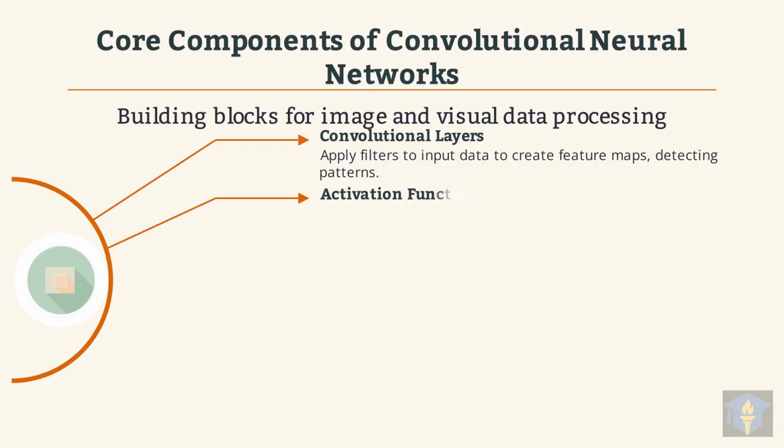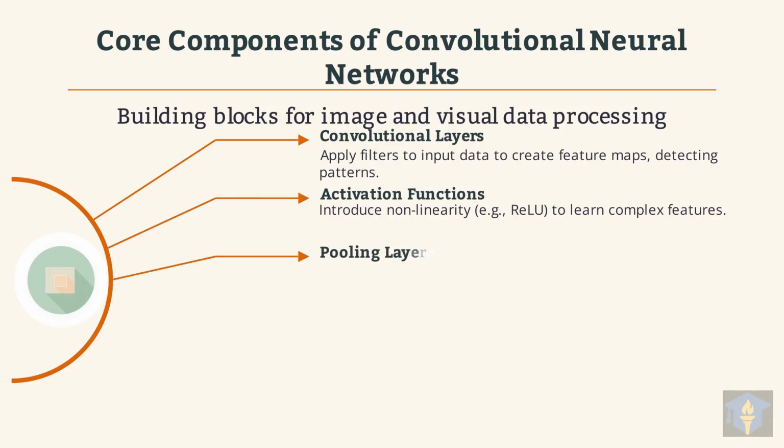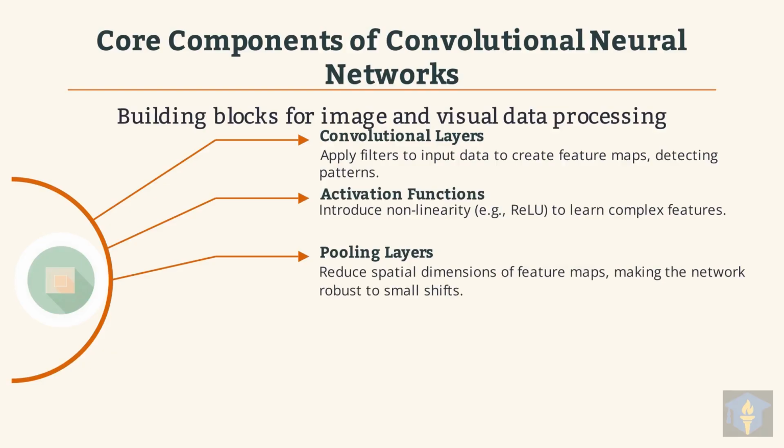Activation functions like ReLU introduce crucial nonlinearity, allowing the network to learn complex features. They introduce nonlinearity, for example, ReLU, enabling the network to grasp more intricate and complex features. Pooling layers reduce the spatial dimensions of feature maps, making the network more robust. These layers reduce the spatial dimensions of feature maps, helping the network become robust to minor shifts.